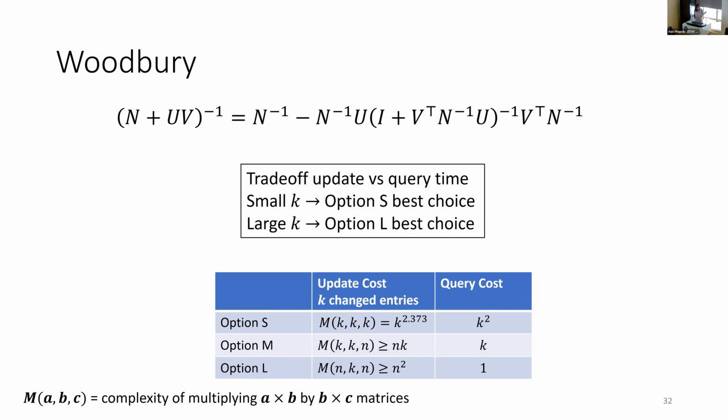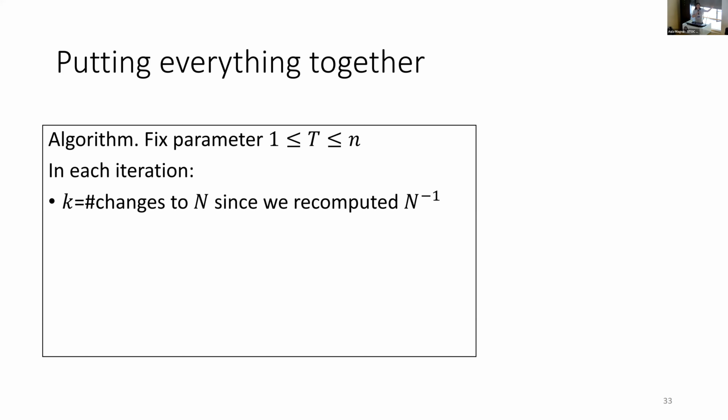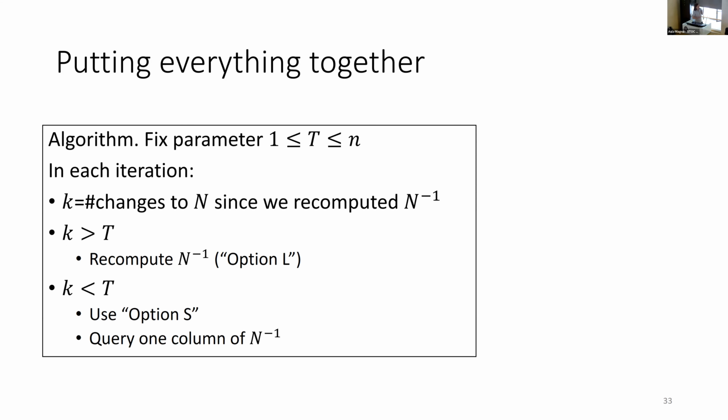And this interpretation of the Woodbury identity immediately implies a data structure because you just say the following, all right, fix some threshold parameter t. Let k be the number of changes we had to the inverse since the last time we computed the inverse. So in every iteration, we check what is k. When k is larger than the threshold, well, k is large, so of course we want to use option L. On the other hand, if k is less than t, then it's a small k, so we use option S, and then we needed to query one column of the inverse.